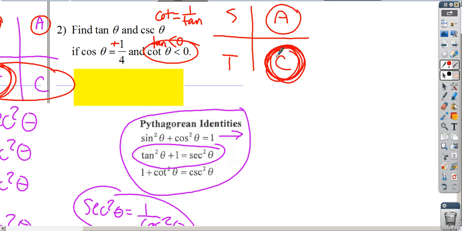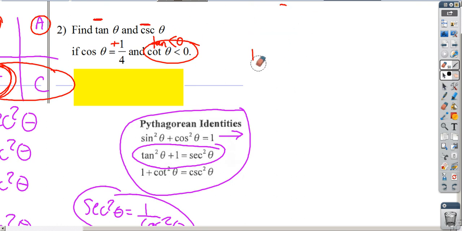In the fourth quadrant, tangent is negative, so I'm going to put a negative there. And cosecant is related to sine. Sine in the fourth quadrant is negative, so that means cosecant will be as well. Let me just clear this off. That will help us keep track of what our signs are supposed to be. Alright, so next thing we want to do is use those identities. They're giving us cosine, so we could use this one here. So sine squared plus cosine squared, with cosine being 1/4, so that's going to be 1/4 squared.